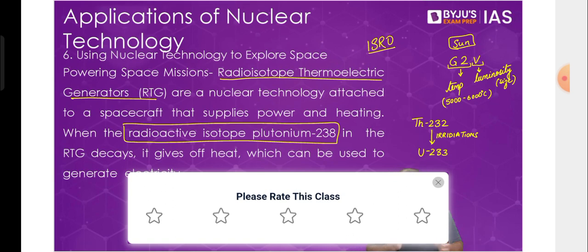Main questions I'll take. I'll take two of these areas together: space technology and energy as a chapter. Both I'll try to take together. Most probably I'll take it tomorrow.